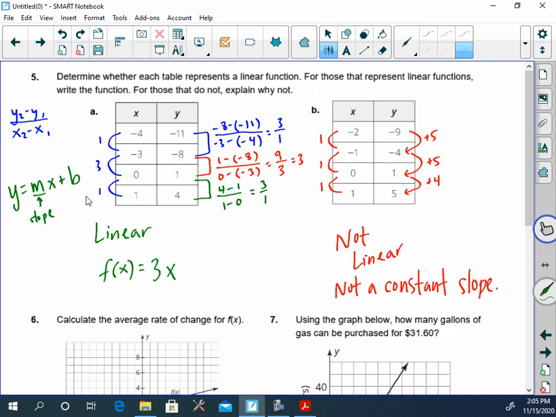And then plus b, this is my y-intercept. And your y-intercept is when the x is 0. So my x is 0, so my y-intercept would be plus 1. And that's what it's asking you to do, is write that function.